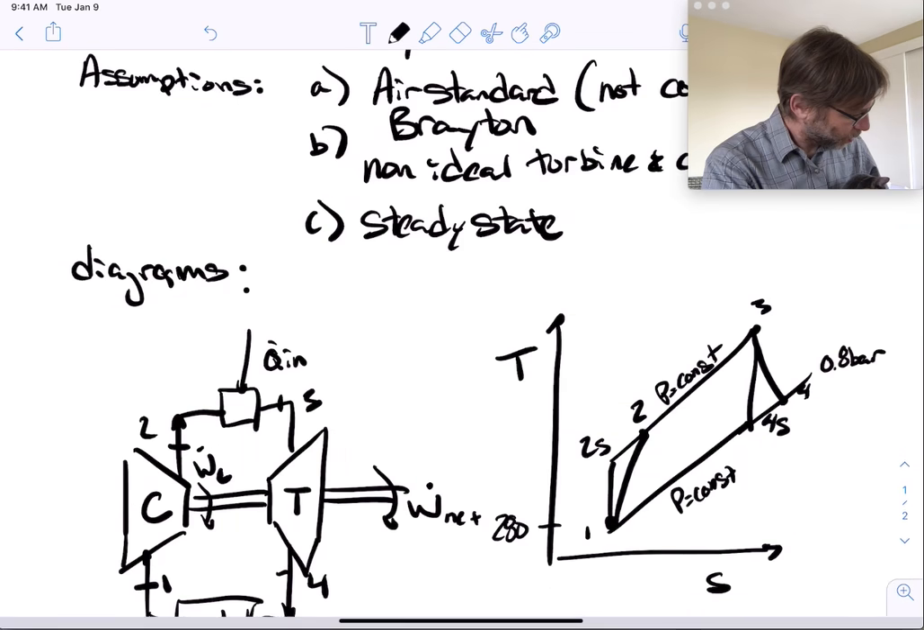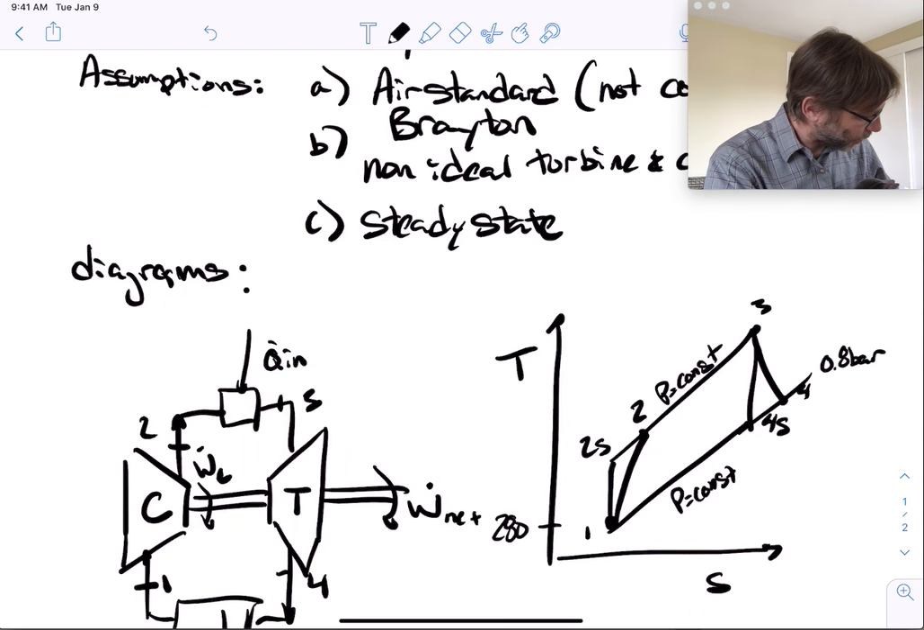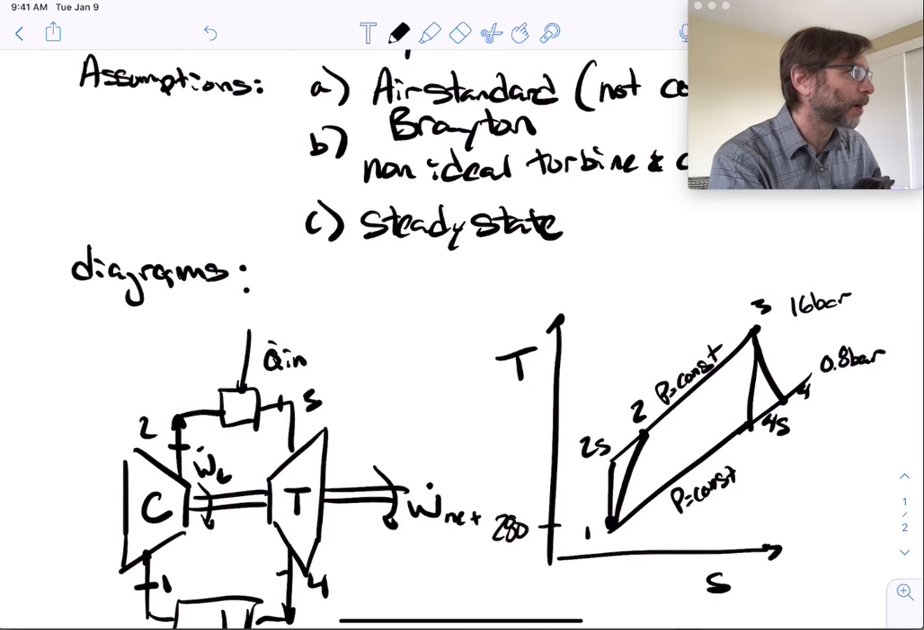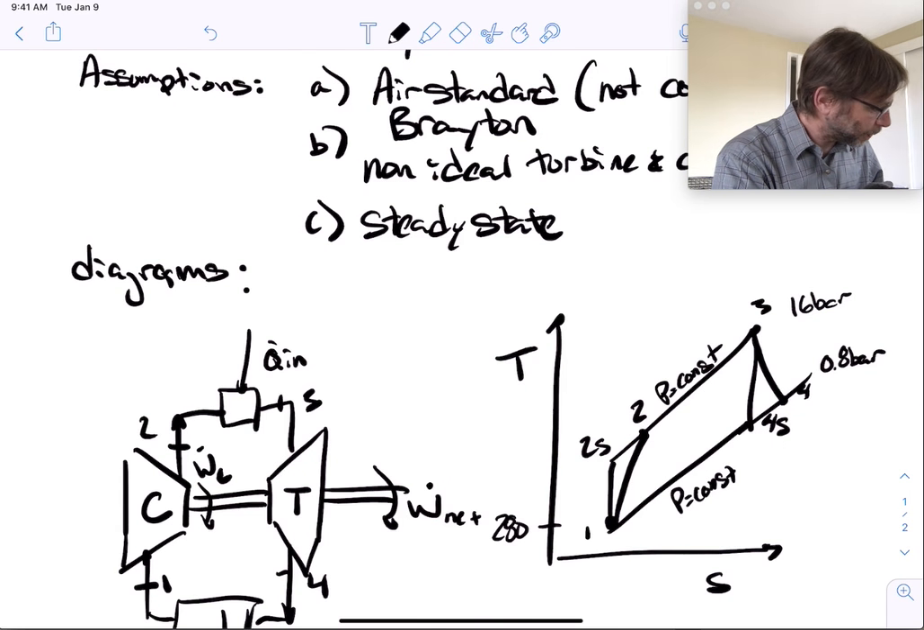Okay. And then here we have a pressure of 20 times that. So it's 16 bar, right? So it's 1.6 times 10, so yeah, 16 bar. Okay, good. So then we've got that.